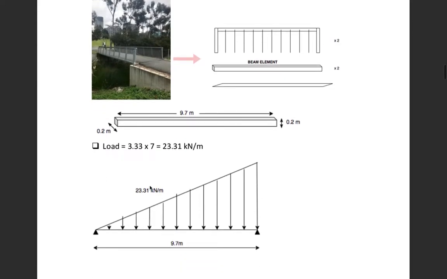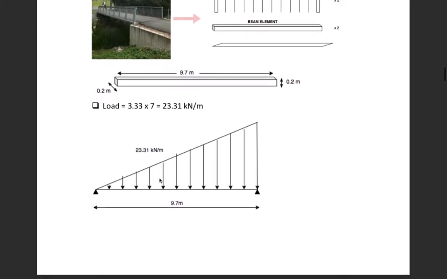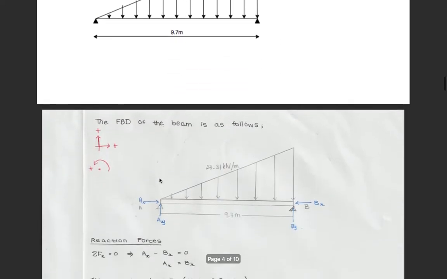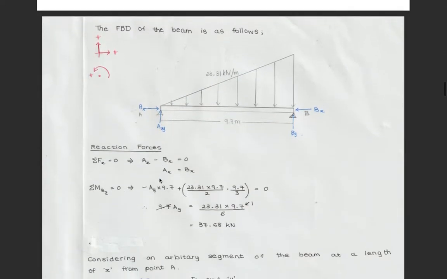So here's a diagram that gives the triangular distribution of load that I'll be assessing for my calculations. So to start off my calculations, I drew a free body diagram which is given here, and I drew it so that it would help me to find the reaction forces for my structure.